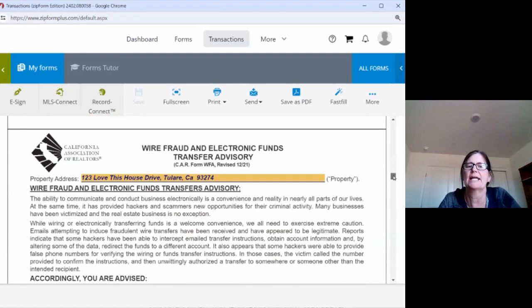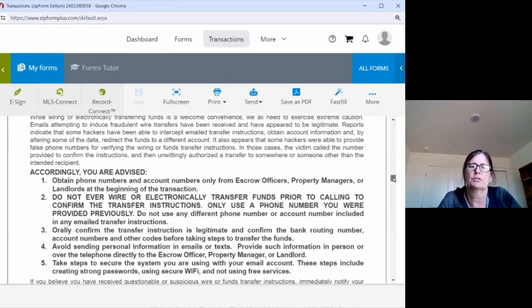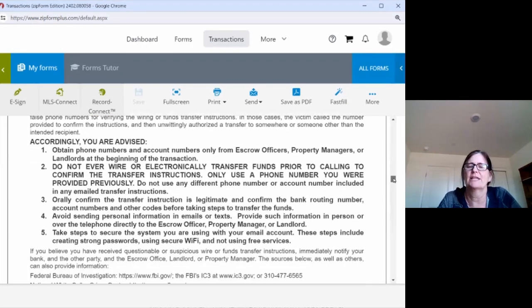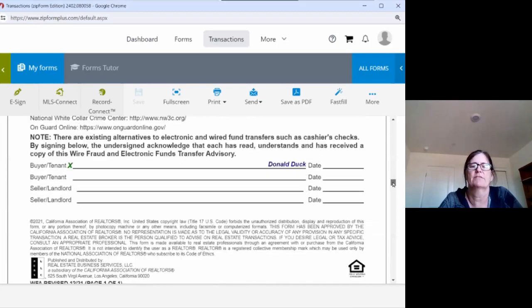And they get signed. And then the wire fraud and electronic funds transfer advisory. Basically, we just want to tell our clients that wire fraud is a real thing and advise them that if they get an email asking them to wire funds, to call and verify that that is a legitimate request, but don't call the number in the email, because if it's a fraudulent email, it's going to be a fraudulent phone number. So the wire fraud advisory.